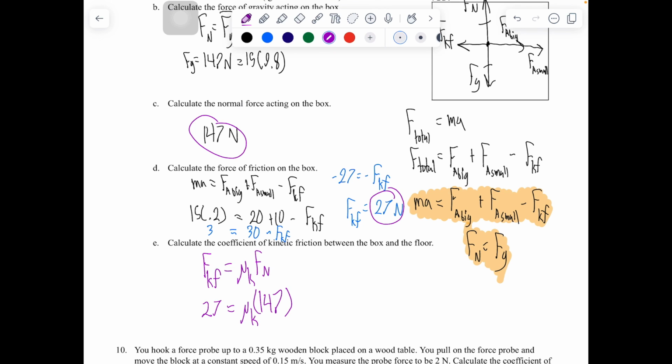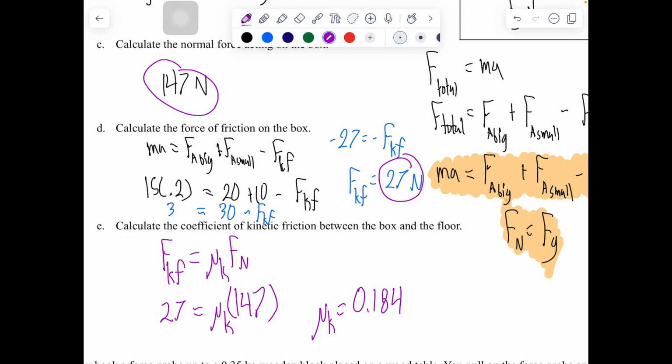We're multiplying this. Go ahead and divide 27 divided by 147. We should get our coefficient of kinetic friction, 0.184 if we round up to our thousandth place. If you rounded 0.18, that would be totally fine as well.